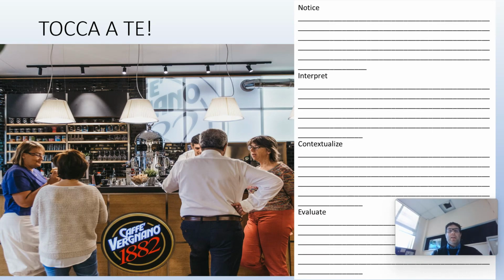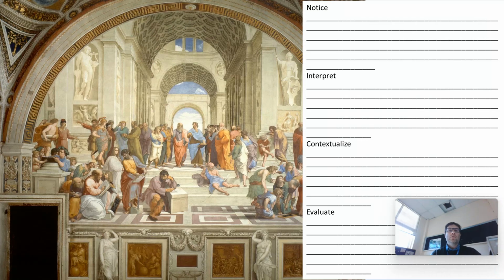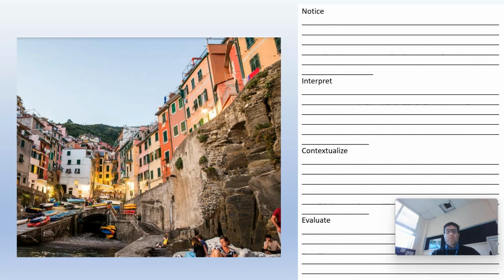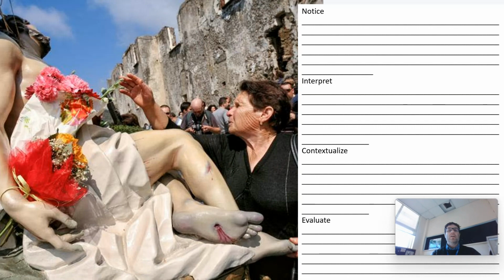I'm just going to show you some other images that can be good ideas for you to practice this four-step way to say what you see, what your interpretation of it is, what the context of that image is, and also obviously your evaluation. I chose some photos of Italian landscapes, Italian traditions, connection to immigration, or again connection to religion, and so on. Okay, so I hope that this will help your discussion.